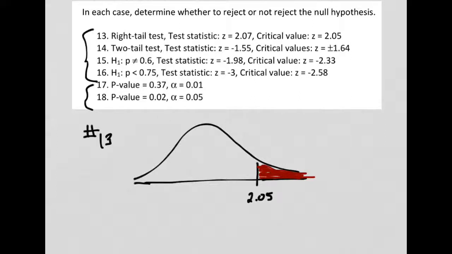And where does our test statistic fall? It falls at 2.07, which would be a little bit further into the tail, because we know that the center is 0. So since 2.07 is in the rejection region, we reject the null hypothesis. And that's number 13.